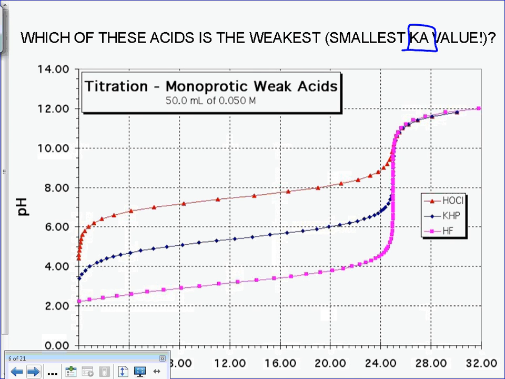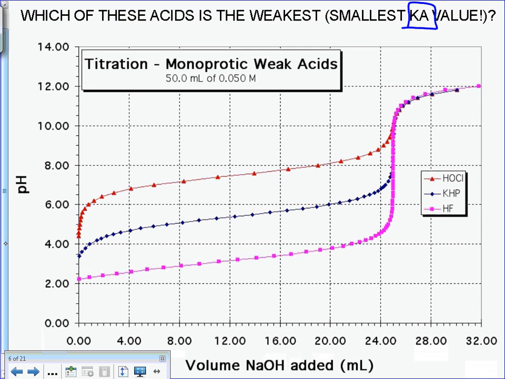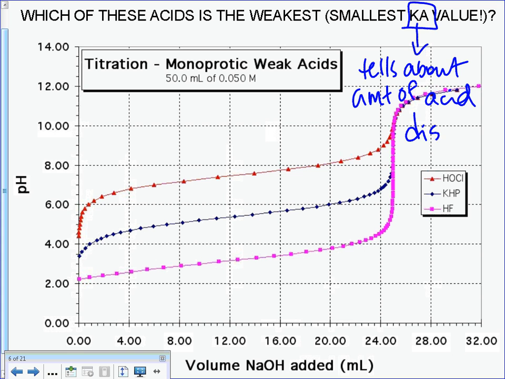Okay, so in this one, I'm going to give you a brief reminder on what Ka means. Ka tells about the amount of acid dissociation. And dissociation just means to break apart. Like if I don't want to be Matt's friend anymore, I'm going to disassociate with him. So there would be a separation.